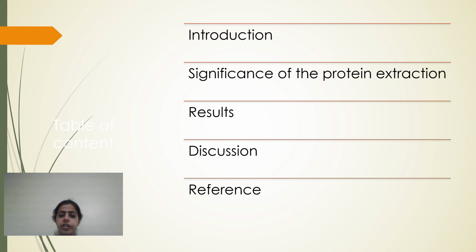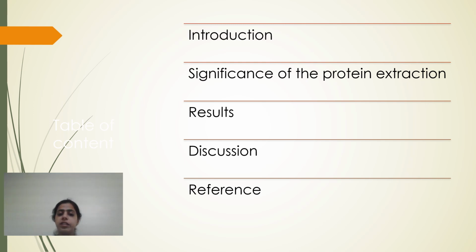First we talk about the introduction. In the introduction, we are talking about the background of cytochrome C, then the structure of cytochrome C and its function, and most importantly its isoelectric point and the polarity of cytochrome C. So this all comes in the introduction part.